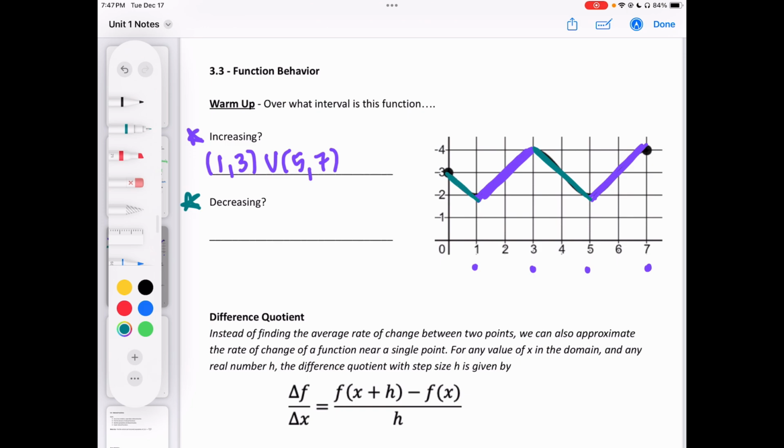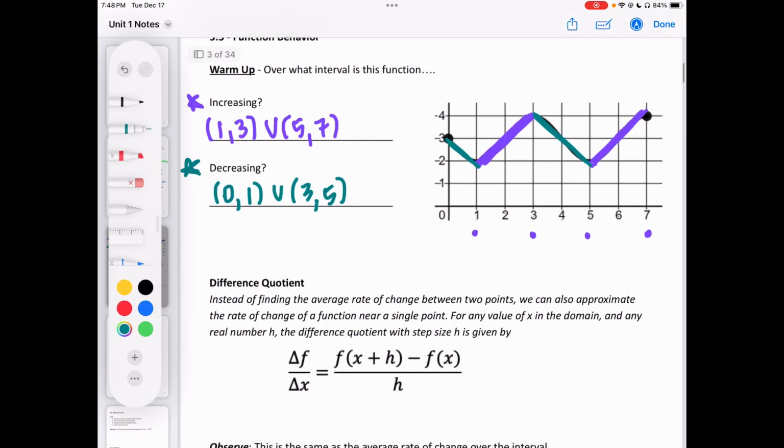Okay, so decreasing, notice I've done in this teal color. It starts at 0 to 1, and then it continues to decrease from 3 to 5. Okay, again, you've done this before, just a quick refresher.